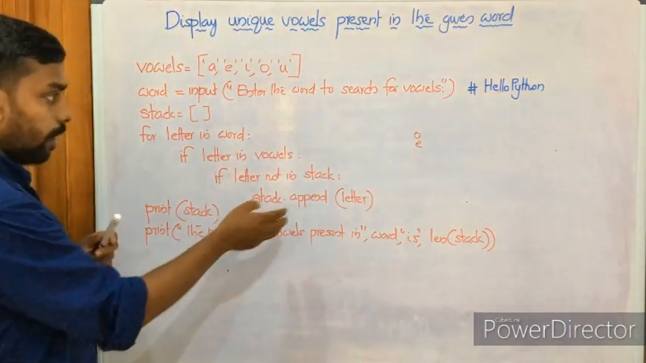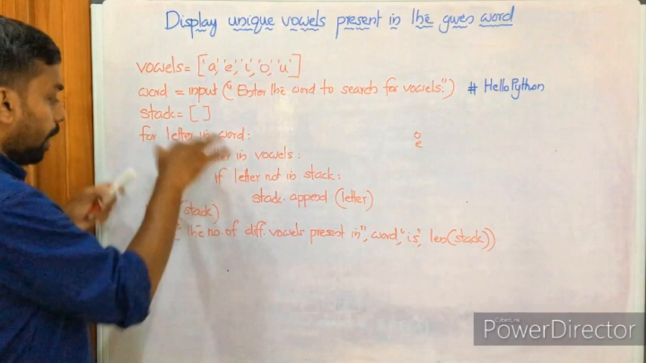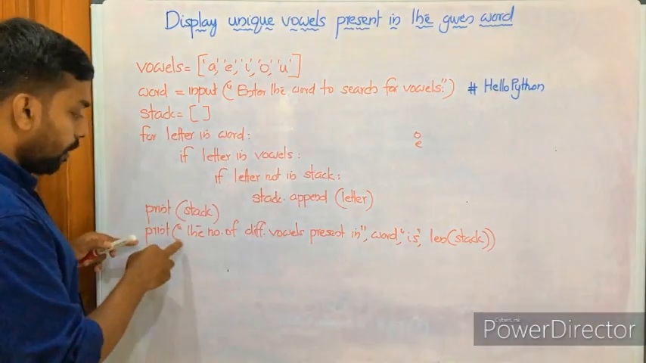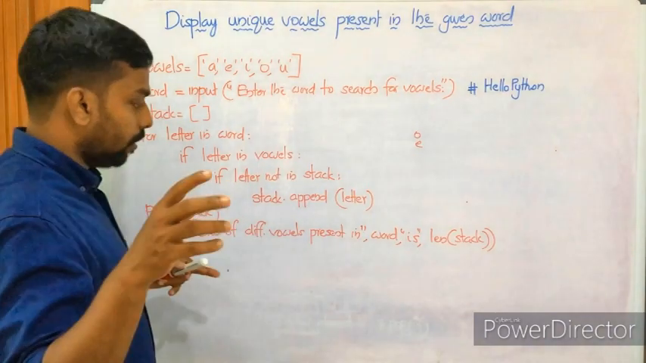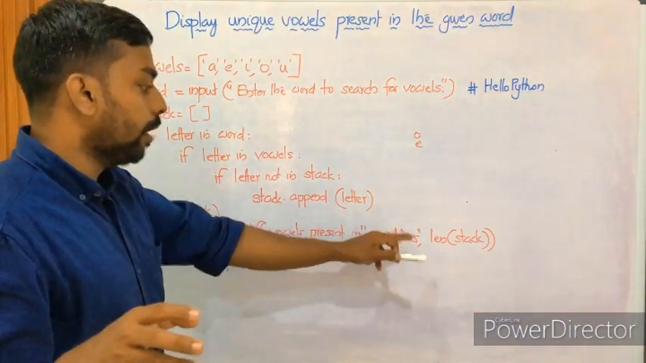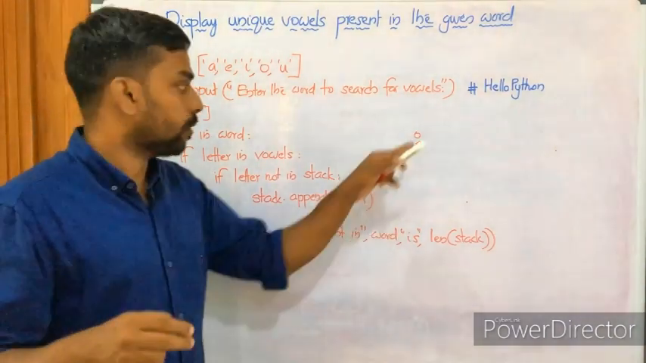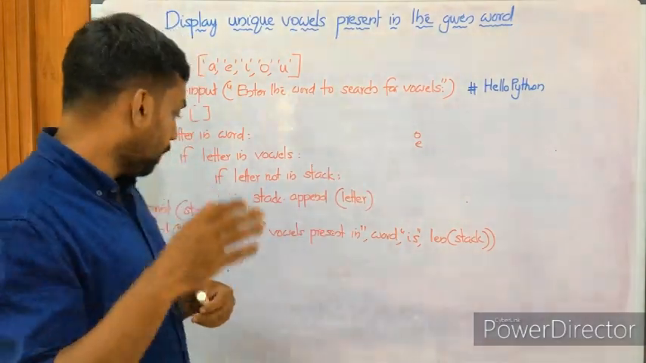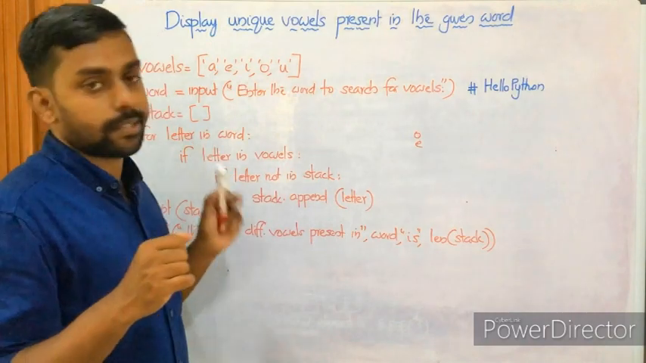Yes. Okay, then finally N, no. Then break out of the loop and print the stack. The stack will be printed. Then print the number of vowels present in the word is 2. Yes, we have only 2, right? We have only 2 vowels present in the stack.